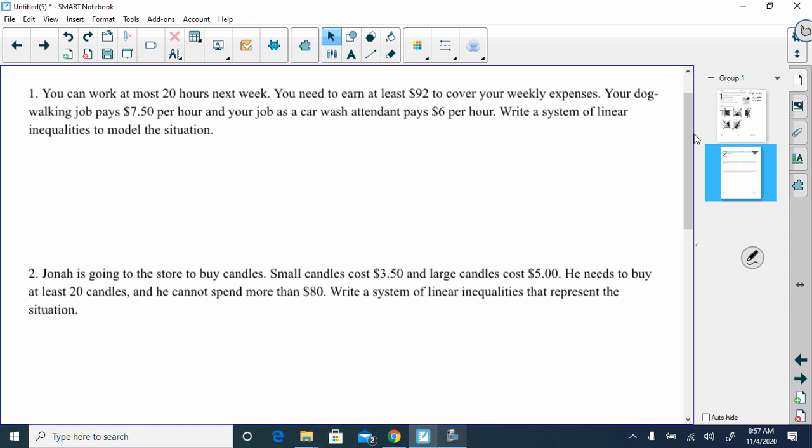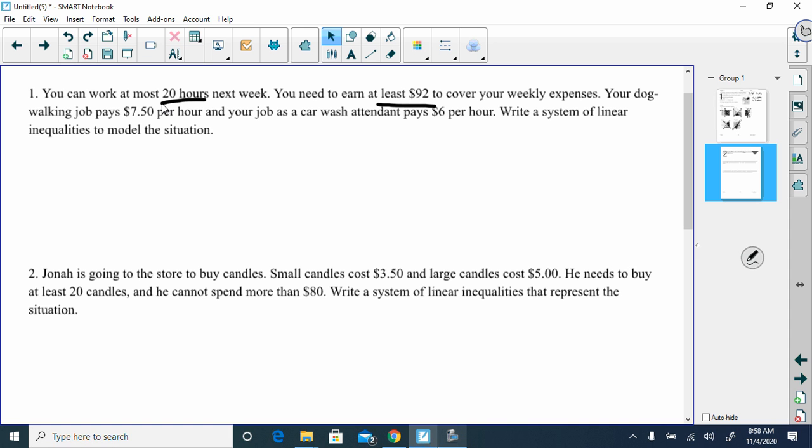Okay, so they gave us two totals, right? They told us you can only work 20 hours, and they told us you had to make at least $92. So we're going to need one equation for the hours, one equation for the money, or inequality. We're going to put inequalities in here. All right, so for the money, how much do you make at your dog walking job?